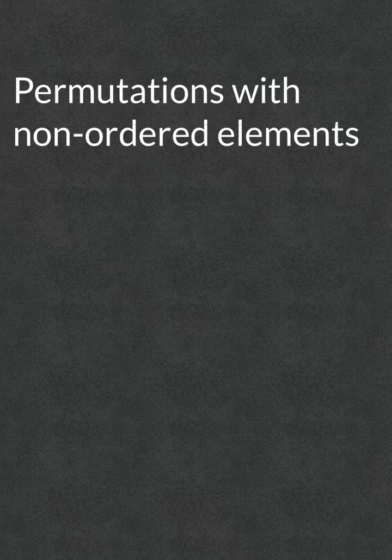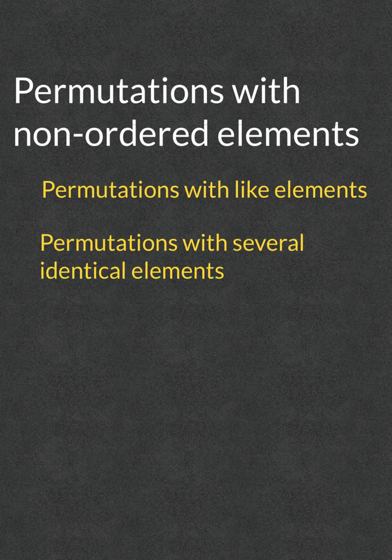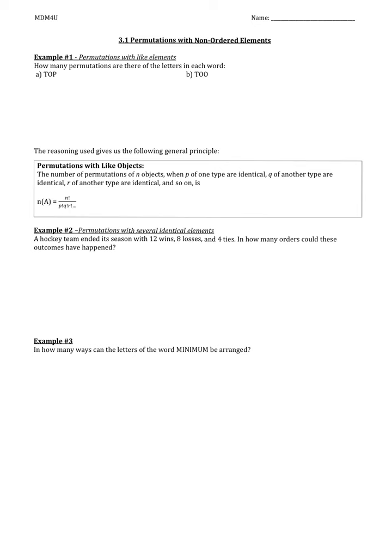So in this video, we're going to talk about permutations with non-ordered elements. We're going to look at some examples of permutations with like elements and how to handle those, permutations with several identical elements, and distinct objects in a fixed order. For example one, we're going to deal with permutations with like objects.